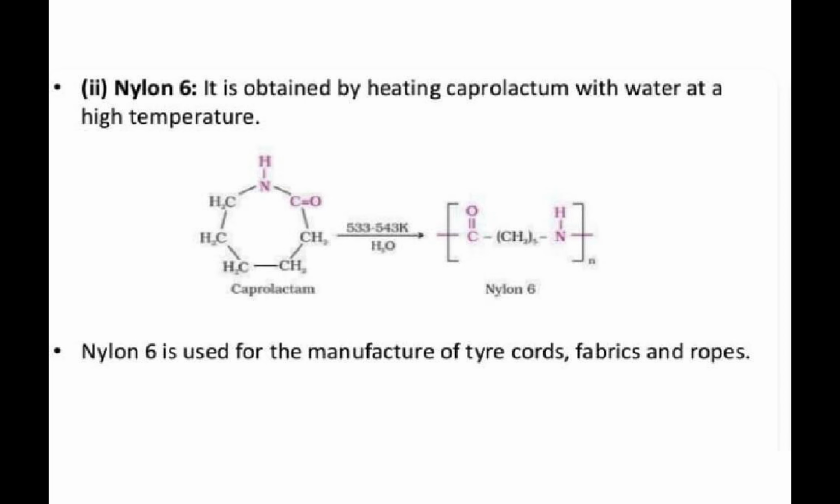Now nylon 6. Nylon 6 is obtained when we heat caprolactam with water at a very high temperature of 533 to 543 Kelvin. Here you can see the structure of caprolactam, a ring structure with CH2, NH and CO. On the product side nylon 6 is formed, -CO-(CH2)5-NH-, n times, so n molecules are formed. Normally it is used in the manufacture of tire cords, fabrics, ropes and so on.